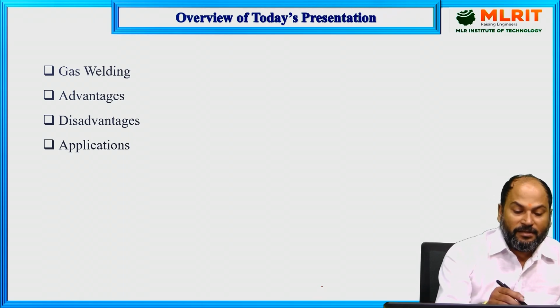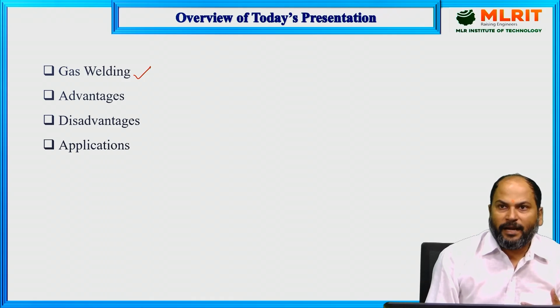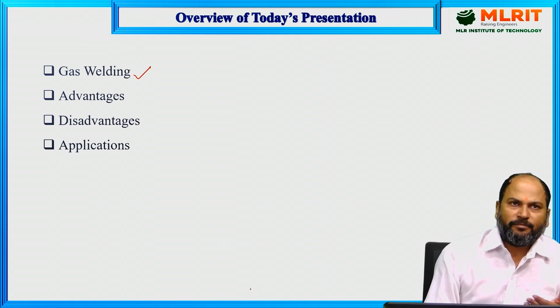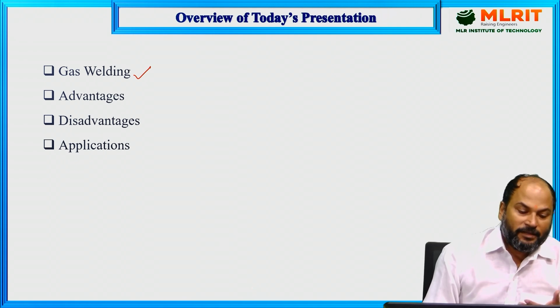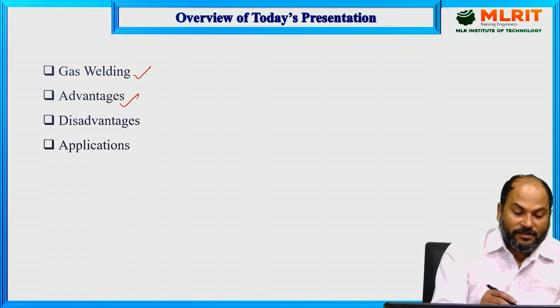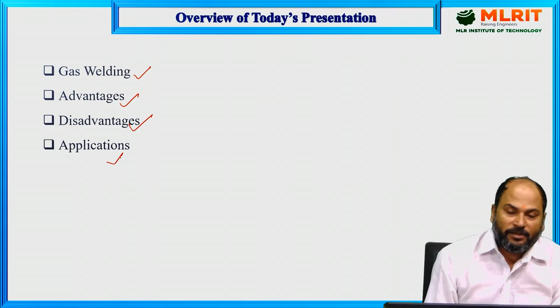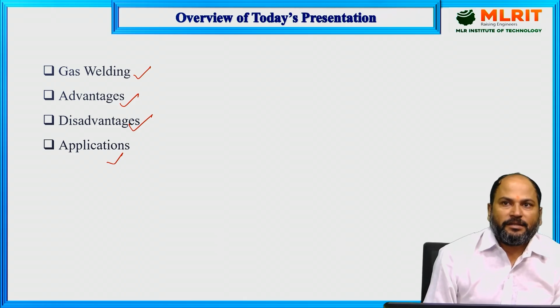So we'll see what gas welding is, how heat is generated over there, what material we are going to weld through this process, and what its applications are. We'll see the advantages of this process, then the disadvantages, and the major applications. So one by one, these four things we are going to discuss in today's lecture. So we'll start with gas welding.